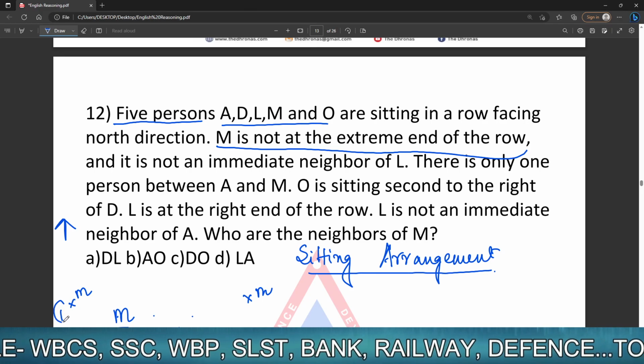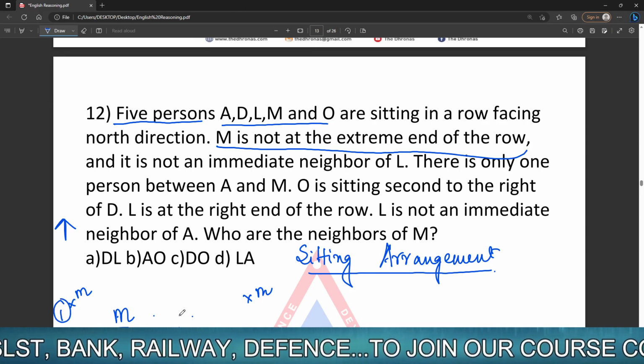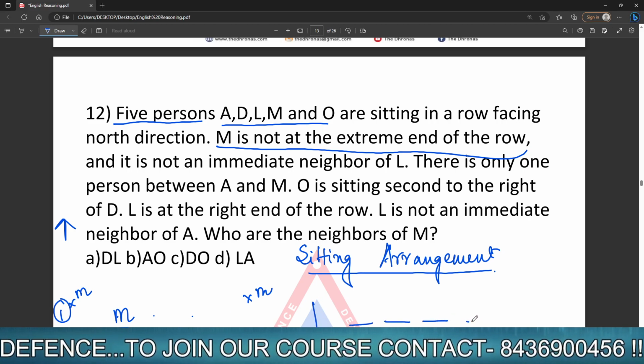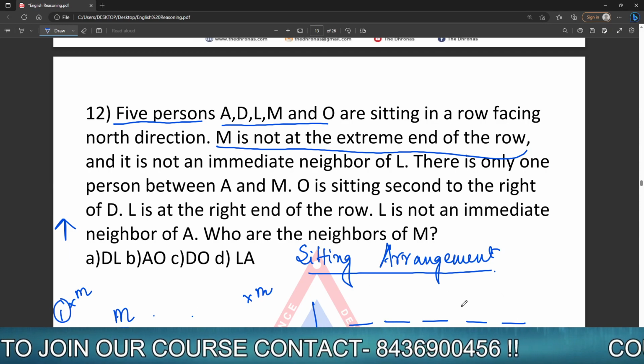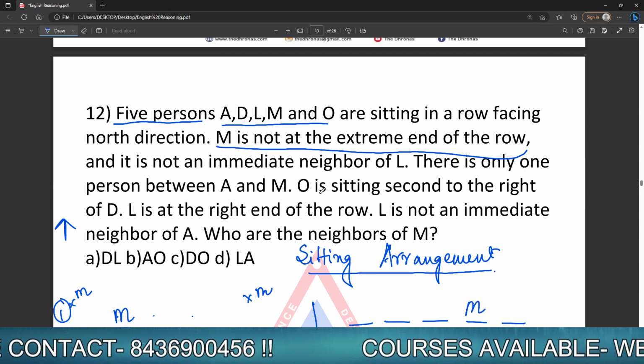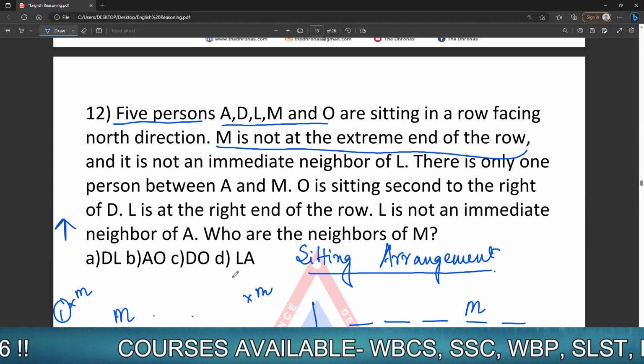This is the first case. Second case I'm just drawing right below it. M can be here. I'm just drawing one more scenario. M can be in the second rightmost place. M is not at the extreme end, so extreme end cannot be there.